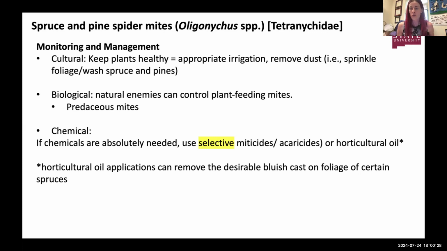So there are horticultural oils available as well. And it's important to note for spruce and pines that applications of horticultural oil can lead to a weird cast on certain species. Some people don't like the way that looks, but if you do want to use chemicals, using miticides.